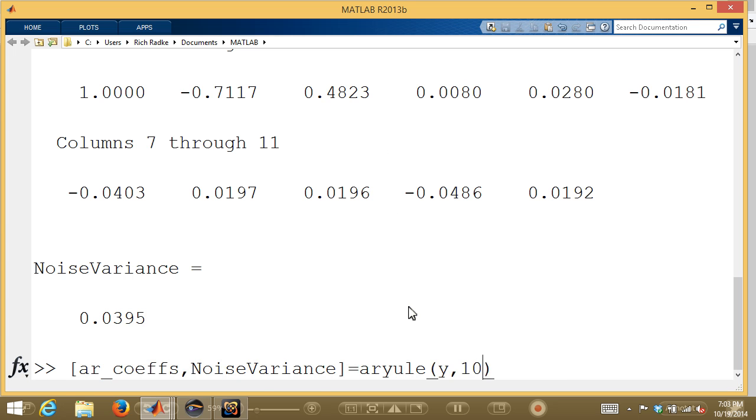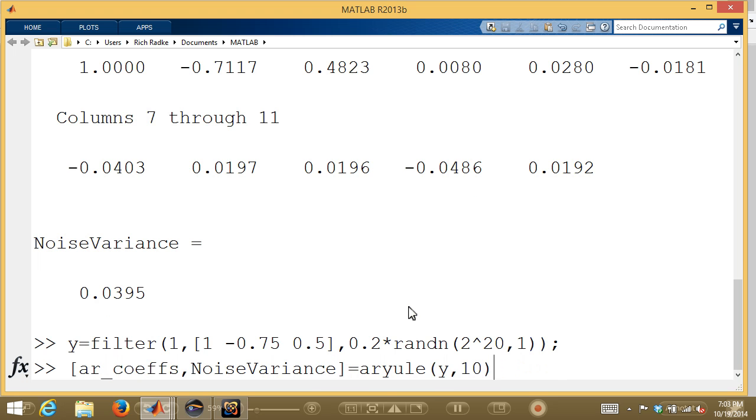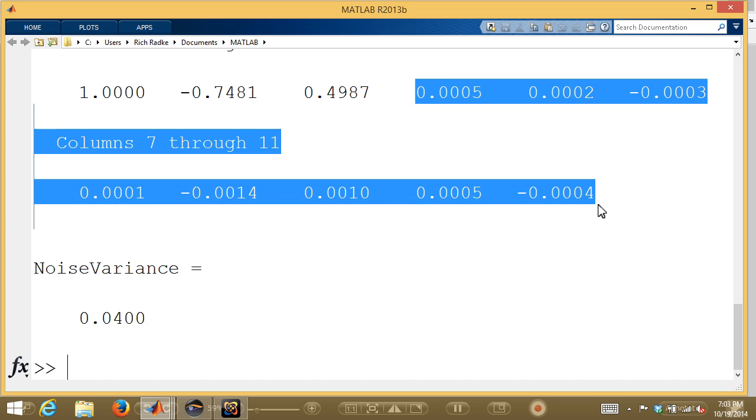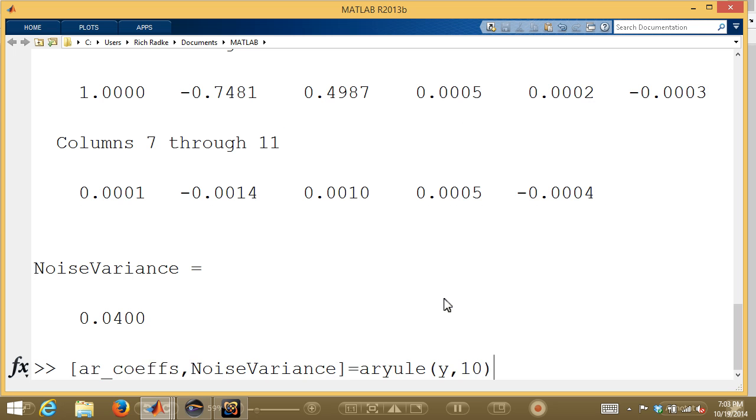And of course, the longer the process I get, so let's make this again a very long process, if I now estimate 10 coefficients, you can see that these are reduced by even another order of magnitude. So here I would probably stop and say, clearly I don't need all this stuff to be able to describe my process really well. Again, this Matlab command is called AR-Yule.